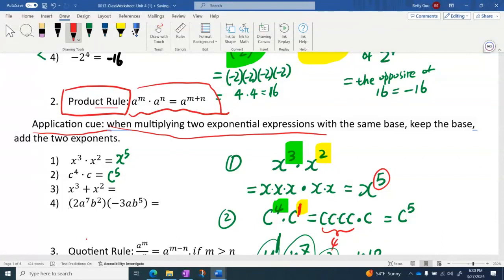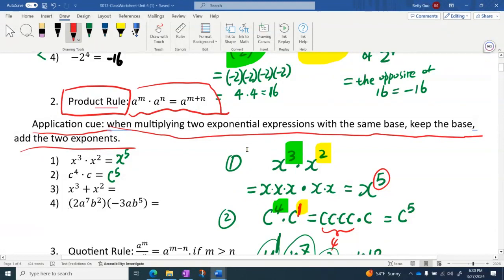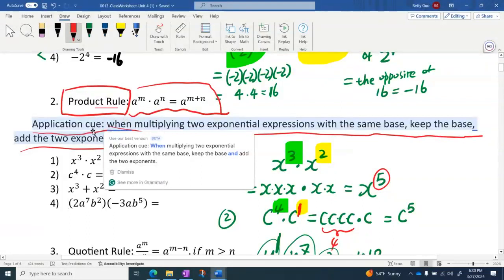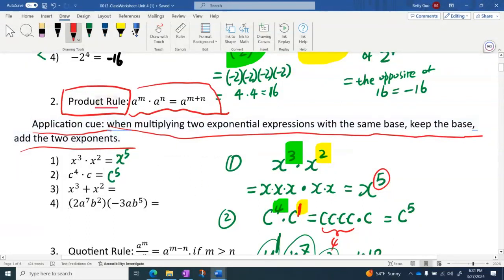When multiplying two exponential expressions with the same base, we keep the base and then we add the two exponents. One thing that might be confusing is how do we process the exponents when we apply the product rule? Seems like product means multiply, but that's to tell us when do we apply. When we apply the product rule, we actually need to add the exponents. We do not multiply the two exponents, okay? When we apply the product rule, what do we need to do with the exponents?